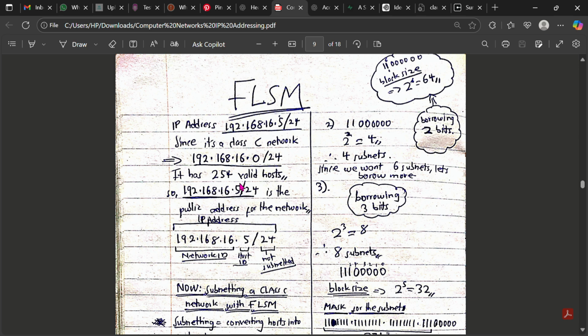Realize that it has 256 addresses, but only 254 valid hosts, because one will be for the subnet and the other will be for the broadcast. So 256 minus 2 gives you 254.